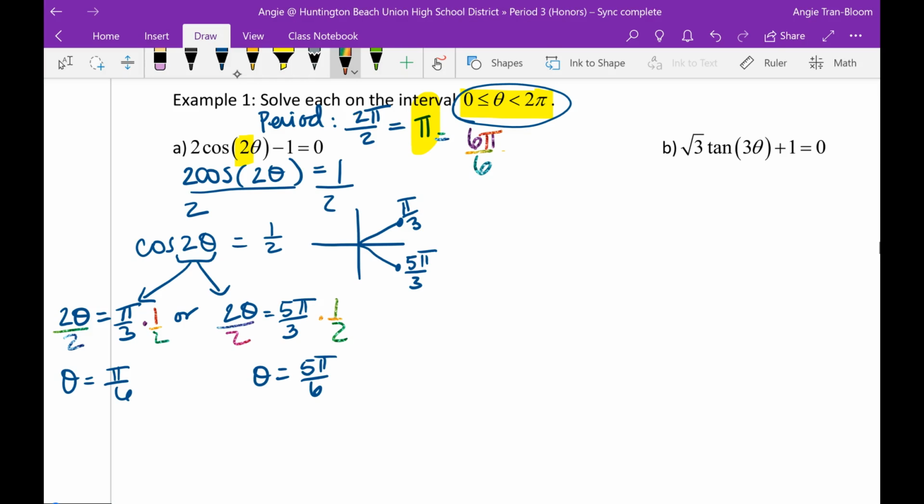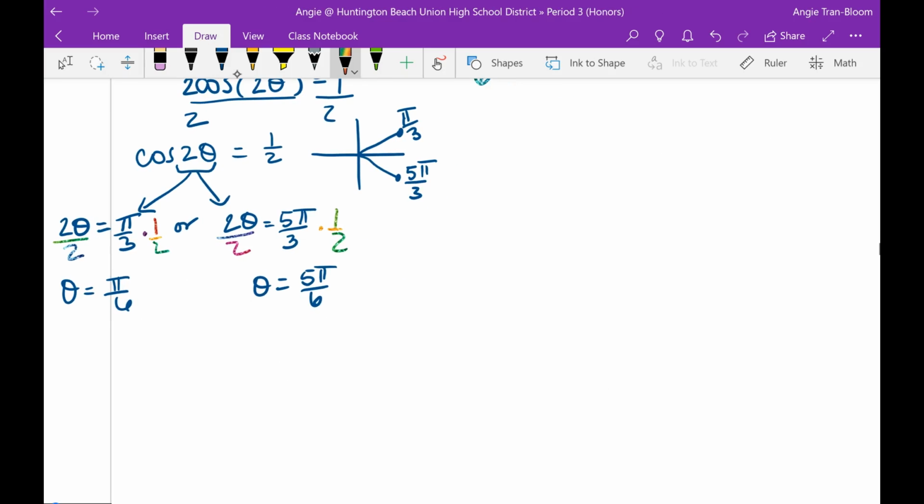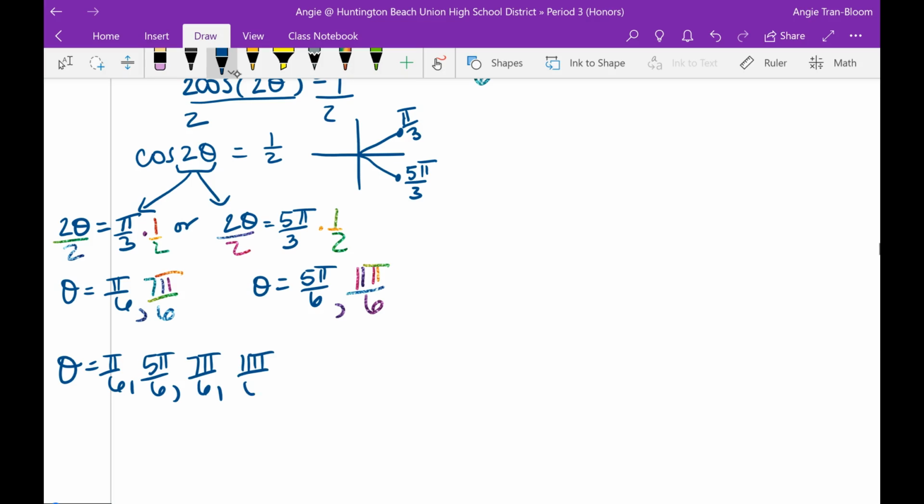So what happens when I add 6 pi over 6 to pi over 6, which I have down here already? 7 pi over 6. And then I'm going to go over here and add 6 pi over 6, which is 11 pi over 6. Can I add another period? No, because then I will be going over, 12 pi over 6. So write that right there from smallest to biggest. Pi over 6, 5 pi over 6, 7 pi over 6, and 11 pi over 6. Okay? So that right there is the answer from 0 to 2 pi.